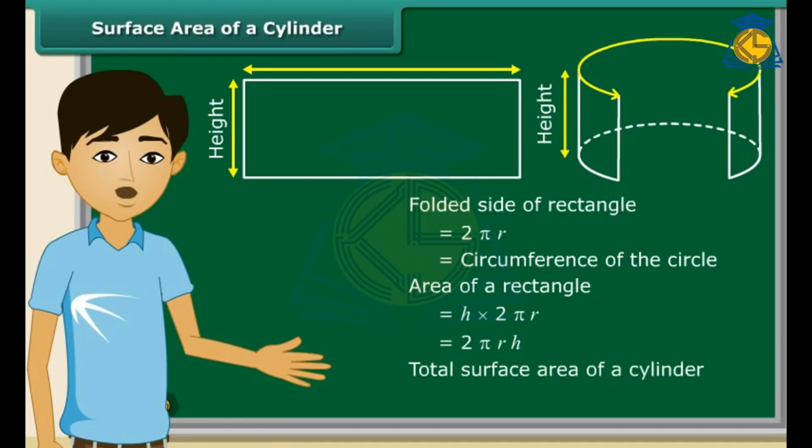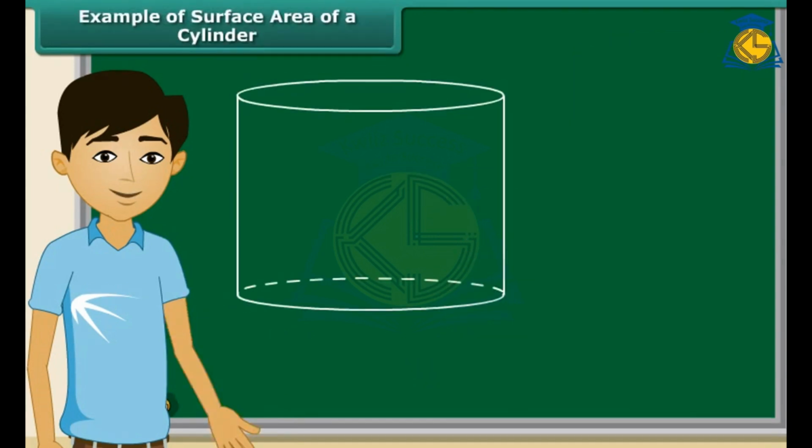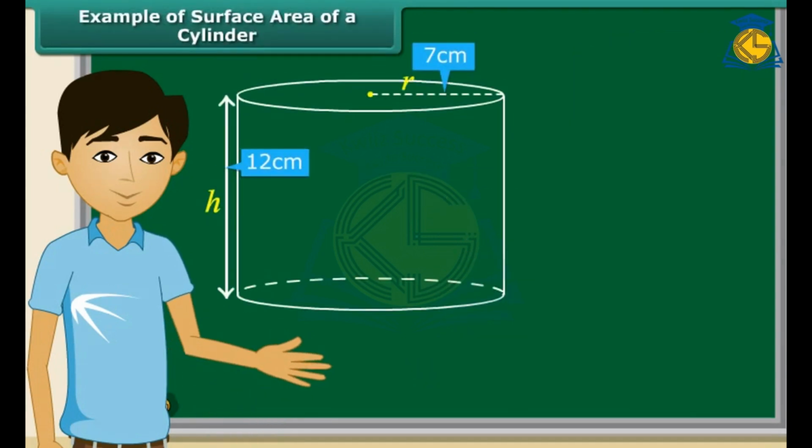Therefore, the total surface area of the cylinder is equal to 2 into pi into r square plus 2 into pi into r into h. Let us find the surface area of this cylinder.